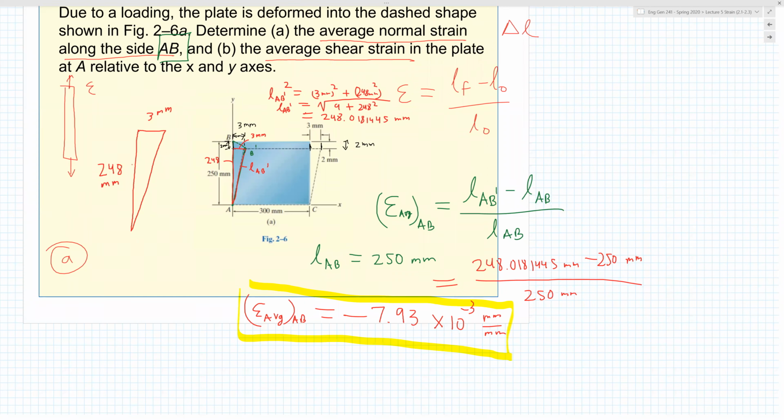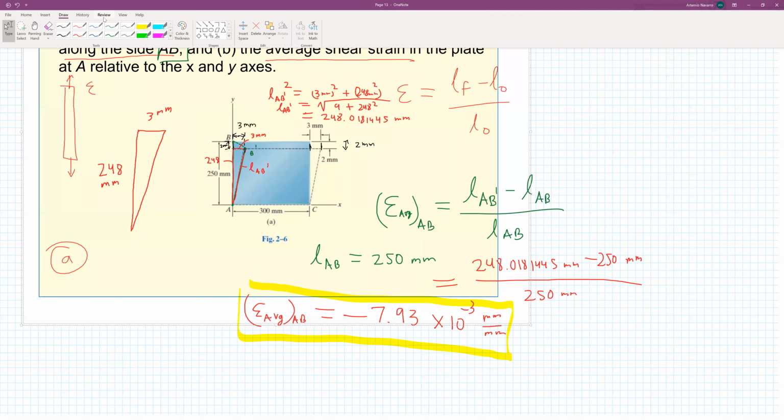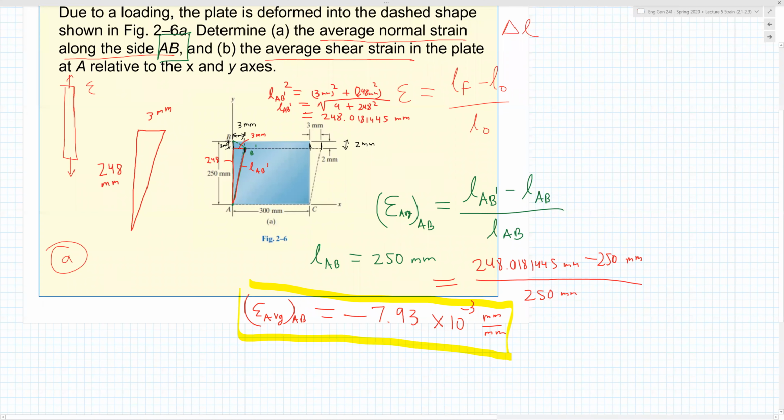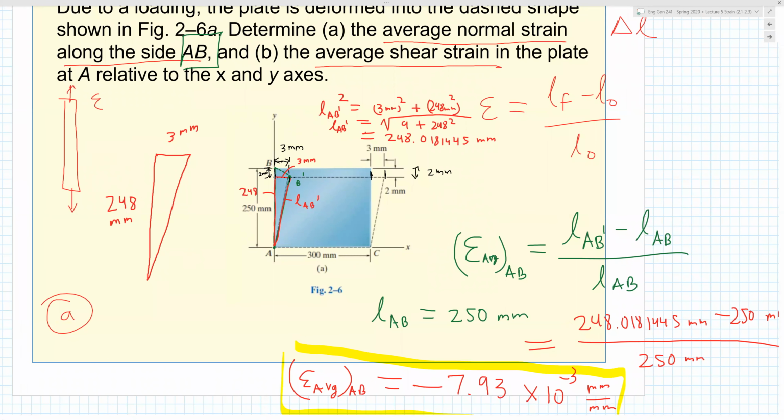Let's see. We'll do this one and then we'll take a break. Here's the question now. What is the average shear strain in the plates specifically at A relative to the X and Y axis? So now what I want you to remember is shear strain is angle change. What was it before? What was it after? It's asking exactly what is happening at point A, so I'm going to zoom in on it again. Okay, shear strain on average.